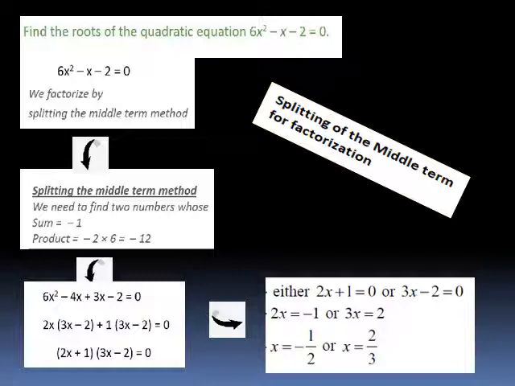Yes, my right hand side for a quadratic equation is 0. And since the product of two terms is 0, one of them is 0. Hence 2x plus 1 is 0 or 3x minus 2 is 0, which gives me the two roots of the equation as -1/2 or 2/3.